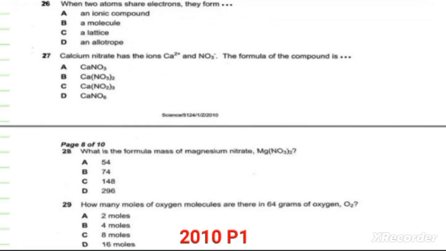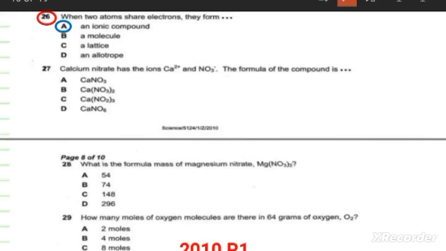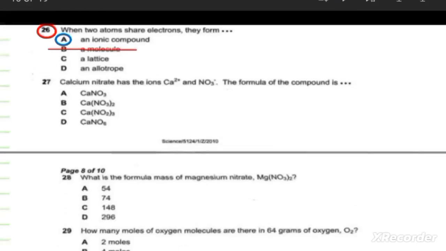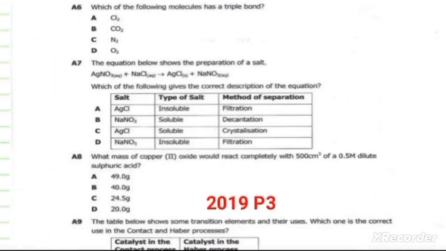So therefore our correct answer here is B, not A. Our correct answer is B. We move to the next question. This question is coming from the 2019 paper 2, and the question is question A6. Which of the following molecules has a triple bond? A, chlorine molecule, B, carbon dioxide, C, nitrogen molecule, D, oxygen molecule.